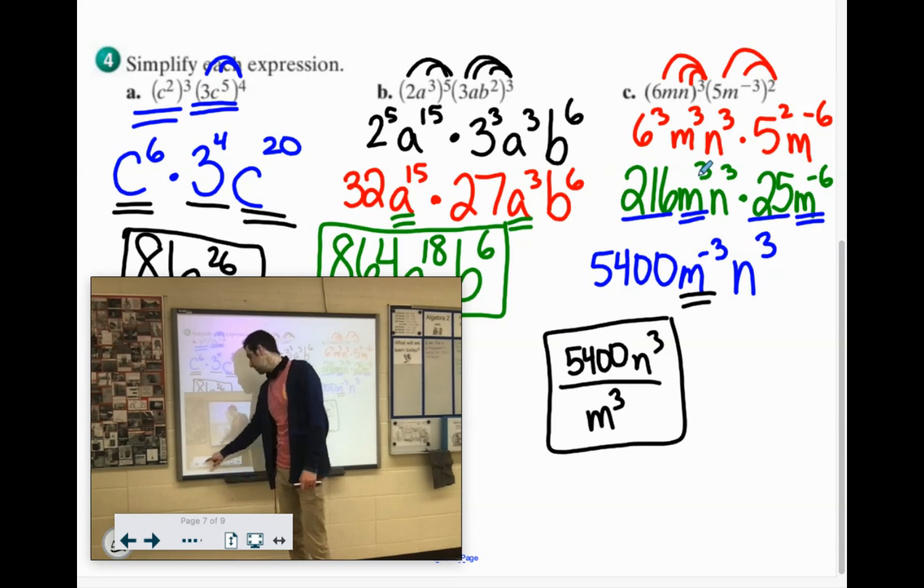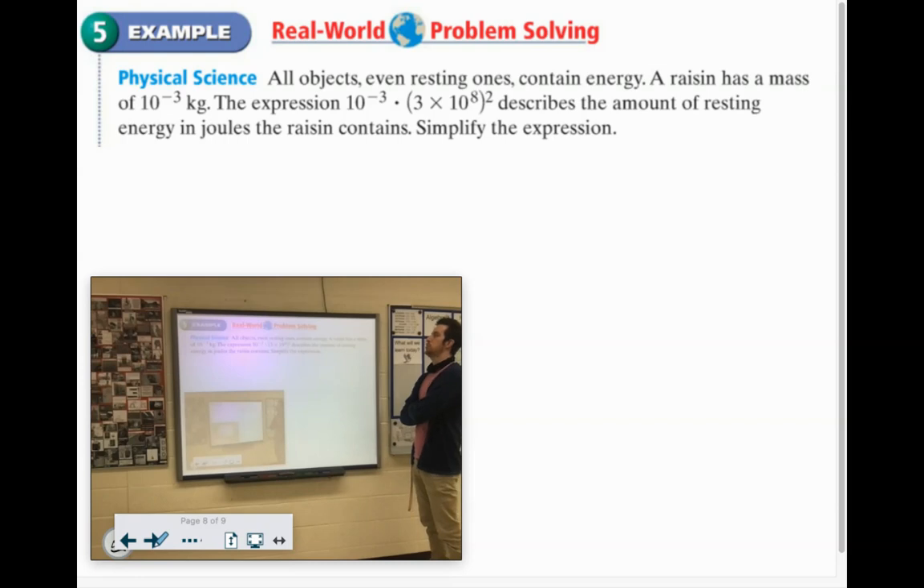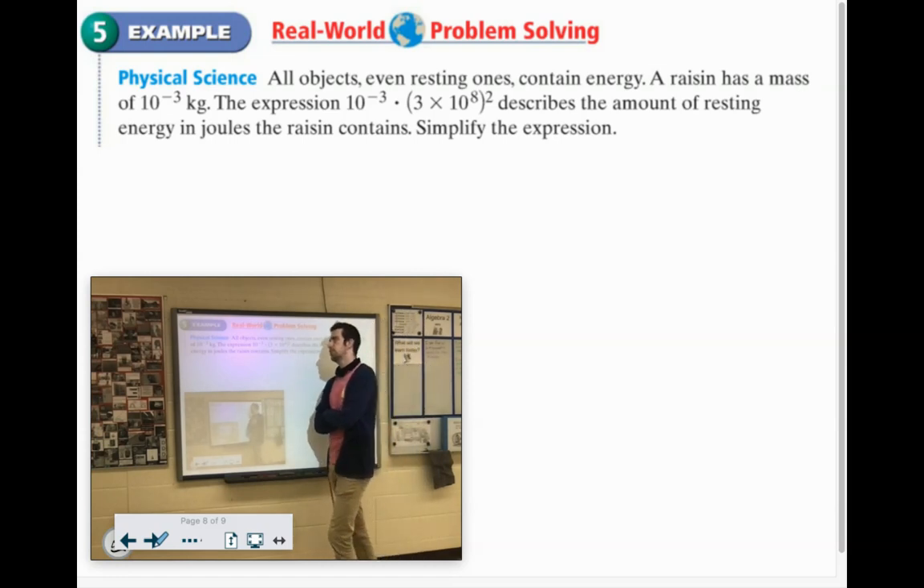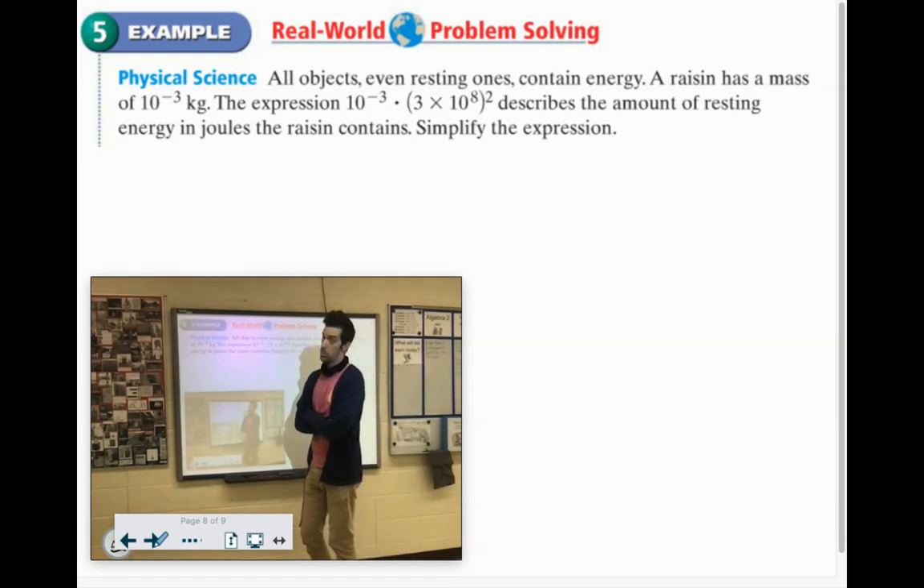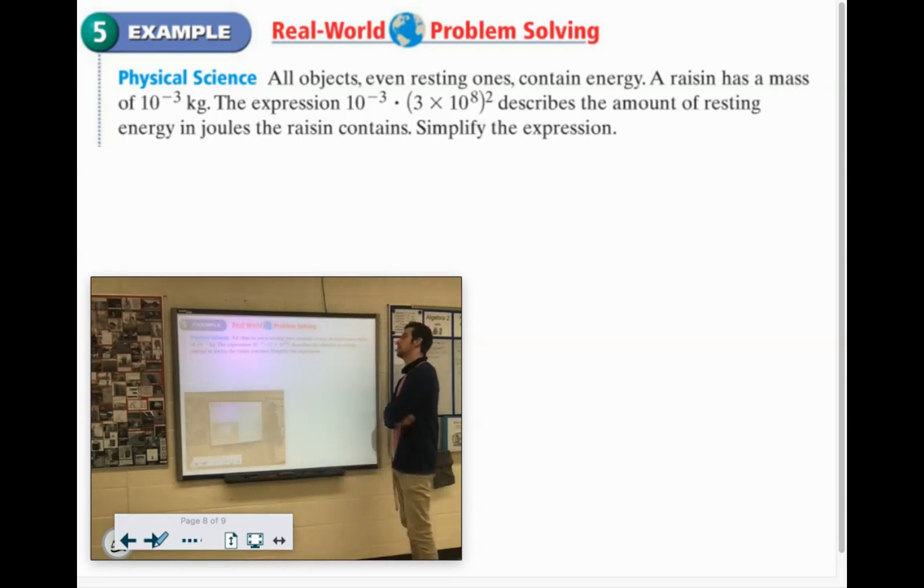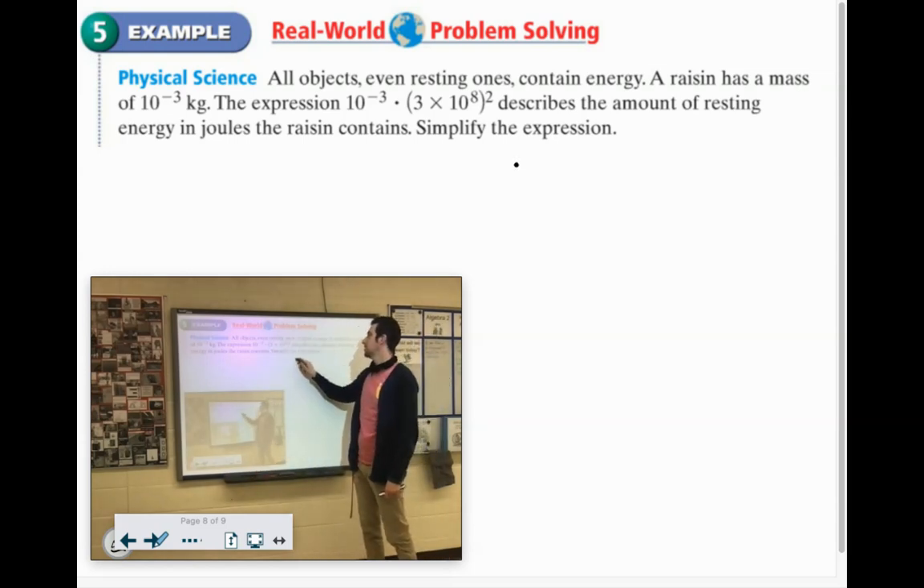Heck, let's bring in some scientific notation. All objects, even resting ones, contain energy. A raisin has a mass of 10 to the negative third kilogram. The expression 10 to the negative third times 3 times 10 to the 8th raised to the second power describes the amount of resting energy in joules the raisin contains. Simplify the expression. All right, we got 10 to the negative third times this other stuff.